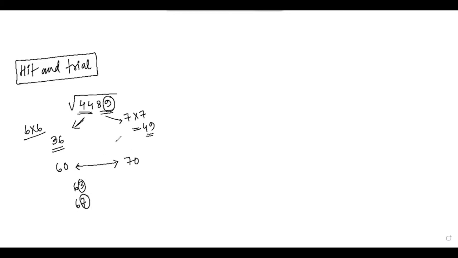Okay, now we check 65 into 65. Okay, what is the answer of this? 5 5s are 25 and 6 7s are 42. So this 4489 is greater than 4225. Okay, so the answer must be 67. So after a bit of practice, you can do this in 10 to 12 seconds only.